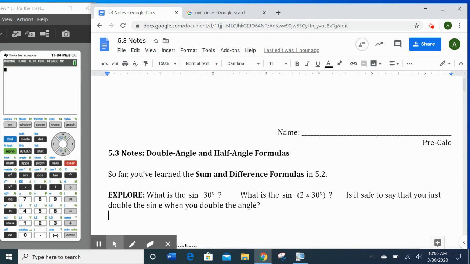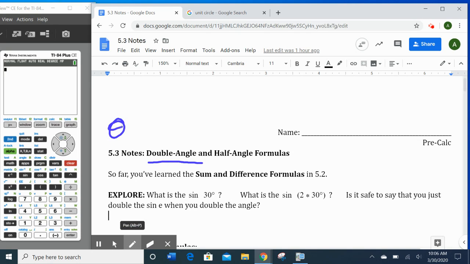In section 5.3, we're going to talk about double angle formulas and half angle formulas. In 5.2, we learned about the sum and difference formulas, and so we have two more sets of formulas to do. We'll start with the double angle formula. So first of all, what does that mean?